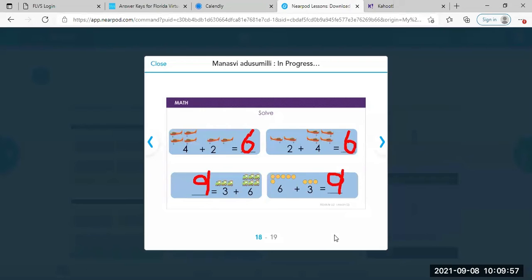Let's see, who's this? Manasvi. Oh, look at that. Yes, no matter where I put the sum, it doesn't matter where I put it, it's still going to be the total of all of the addends. Got it? Get it? Good.